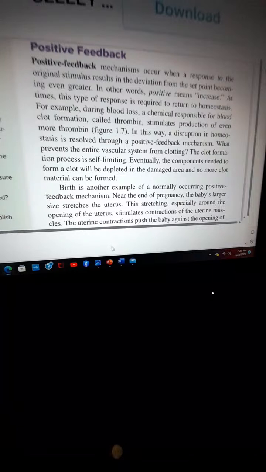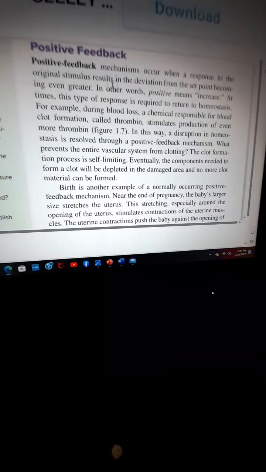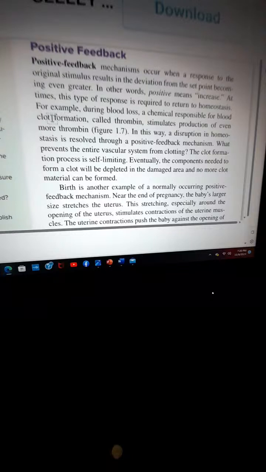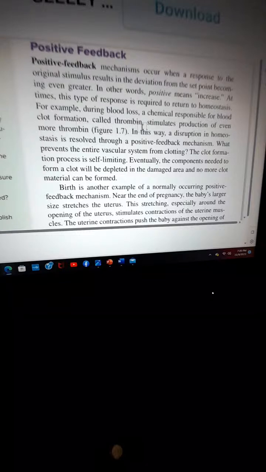Let's start from the beginning. Okay. Positive feedback mechanisms occur when a response to the original stimulus results in the deviation from the set point becoming even greater. In other words, positive means increase. At times, this type of response is required to return to homeostasis. And the number one example for that is childbirth, guys. For example, during blood loss, a chemical responsible for blood clot formation called thrombin stimulates production of even more thrombin. In this way, a disruption in homeostasis is resolved through a positive feedback mechanism.